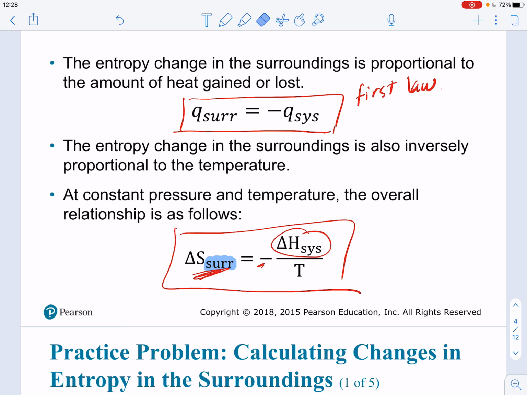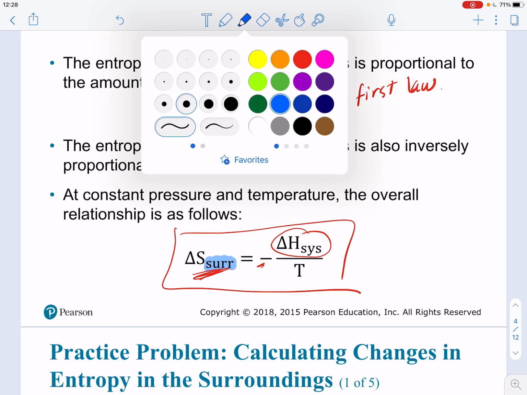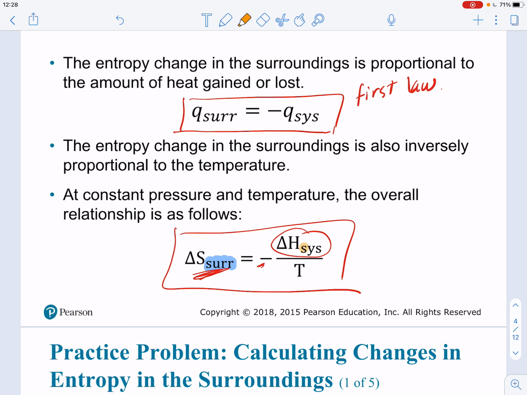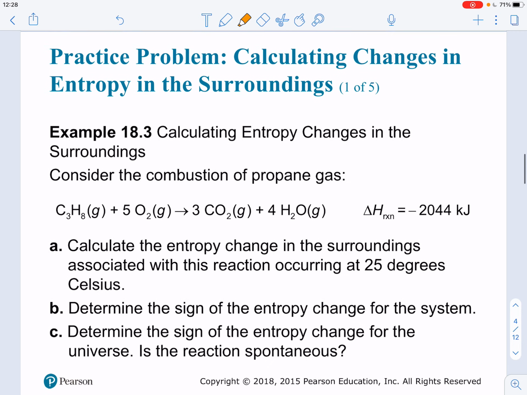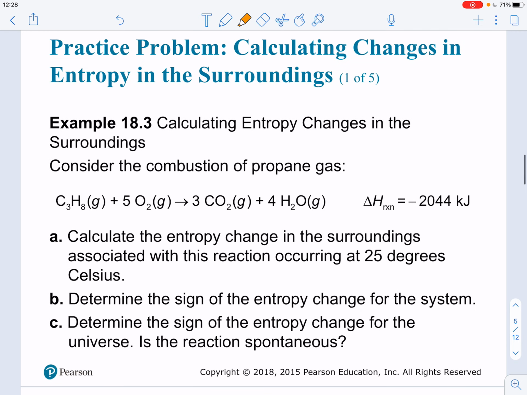Let me highlight that with a different color so that hopefully it's a little more clear. Okay, so it's system and surroundings here. So changing entropy for the surroundings, changing enthalpy for the system. Okay, so how do we use this in an equation? So for example, we have this system, right? It's like the combustion of propane.